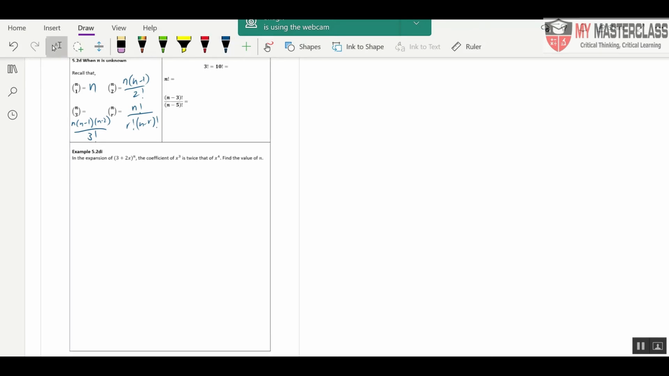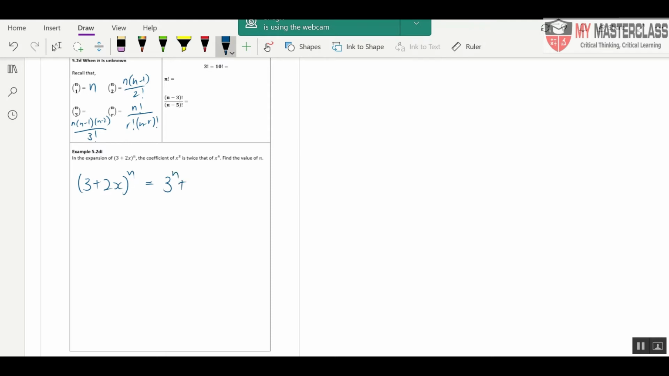Usually you will only need to decipher what is n choose 3 or maybe even n choose 4. For this expansion, the coefficient of x to the power 3 is twice that of x to the power 4, in 3 plus 2x to the power of n. This is straightforward. If I want x to the power of 3, the first few terms I actually don't need to care about, but even if you write them down, it's also okay. Because x to the power 4 is the fifth term, you can expand it easily.